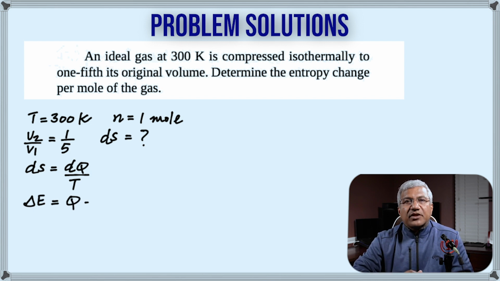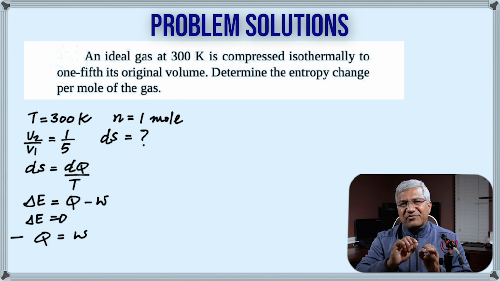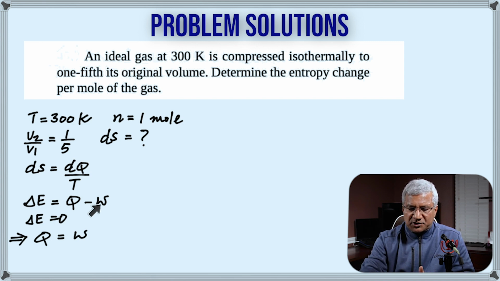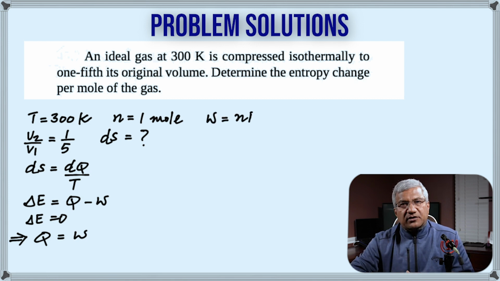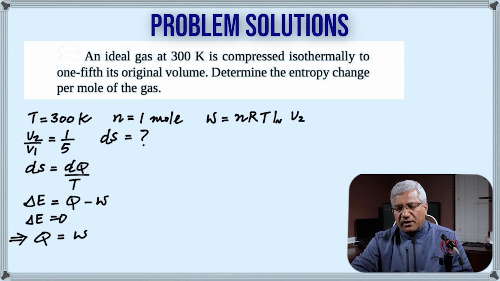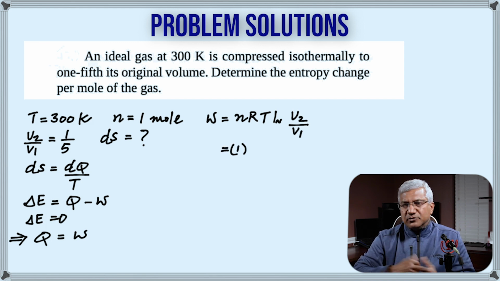Because we know that the change in internal energy is given by Q minus work, but because it's an isothermal process, the change in internal energy is 0 because there's no change in temperature. That means Q is equal to the work. Okay? Makes sense? These two must be equal. And we know the formula for work. Work is nRT natural log V2 by V1. So if we find the work, we will get Q.